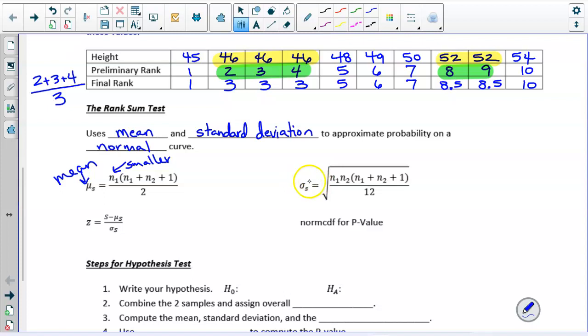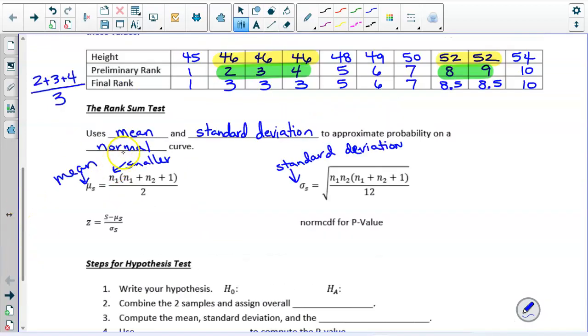So then this formula is the standard deviation, okay? Which makes sense because normally we can find variance and then we square root it to get standard deviation, right? So this whole thing's square rooted. Again, you'll notice it uses the two sample sizes, okay? Always divided by 12. This one's always divided by 2. So these formulas don't change ever, okay?